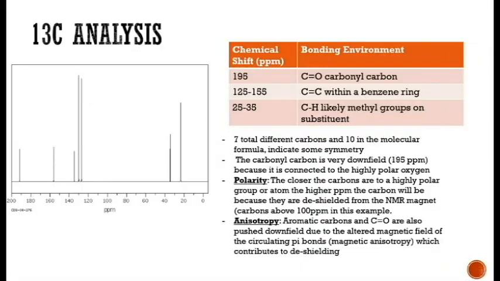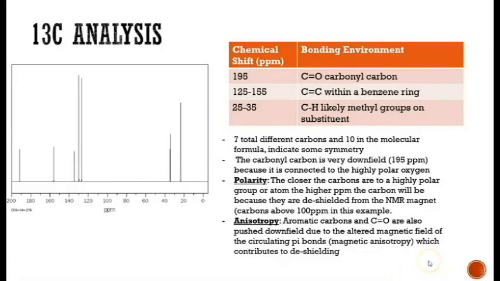So that brings us to the point of polarity. The closer the carbons are to a highly polar group or atom, the higher the ppm the carbon will be, because in this NMR, they are de-shielded from that NMR magnet. So that's why we're seeing all these carbons up here in the above 100 ppm range, because they are de-shielded due to their being close to highly polar atoms or bonding.